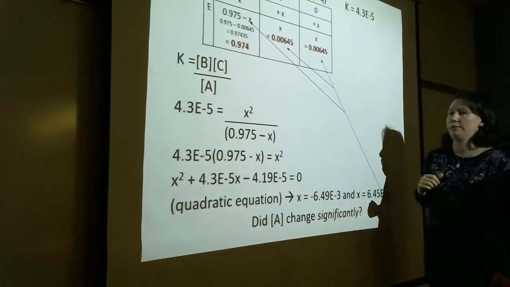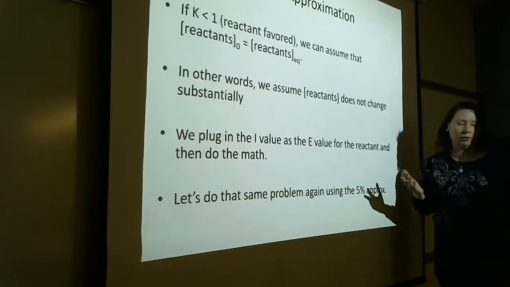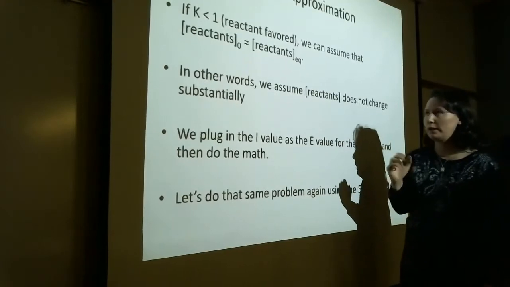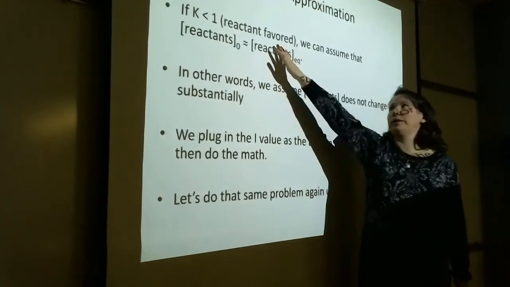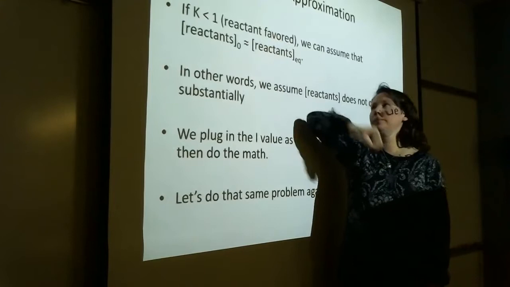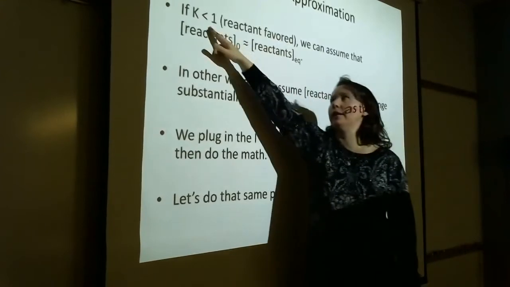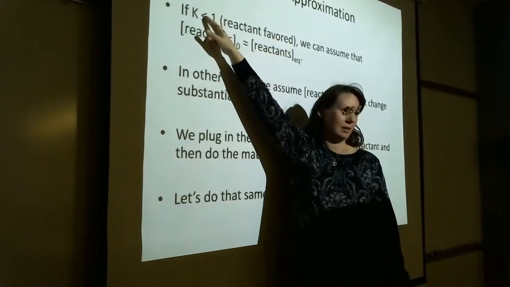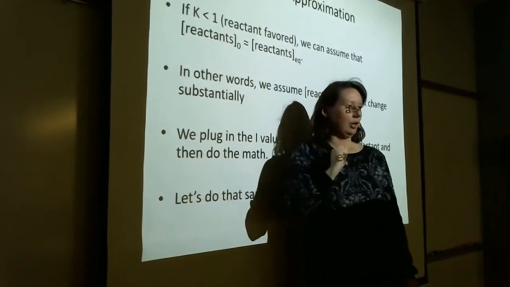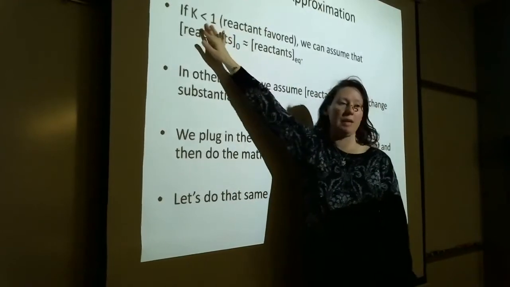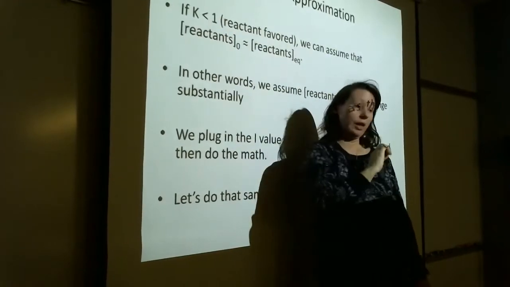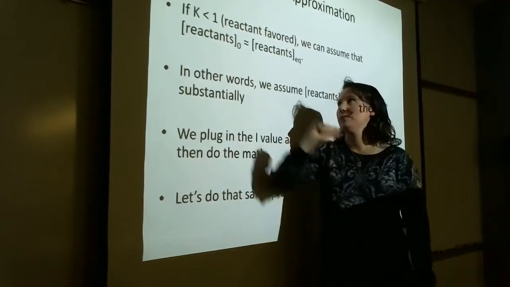Well, let's look at something. It's called the 5% approximation. We are going to use this only in a reactant favored condition. Okay, if K is less than 1, K must be less than 1. Put that big star in your notes. Okay, K must be less than 1. If K is greater than 1, we cannot use this approximation.